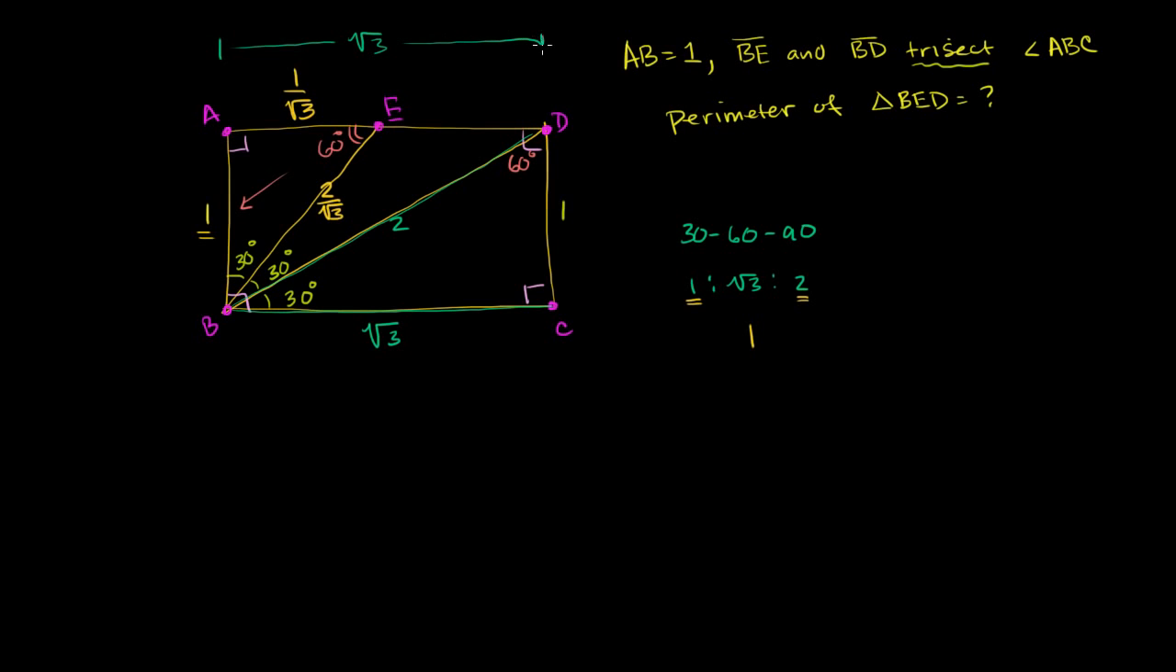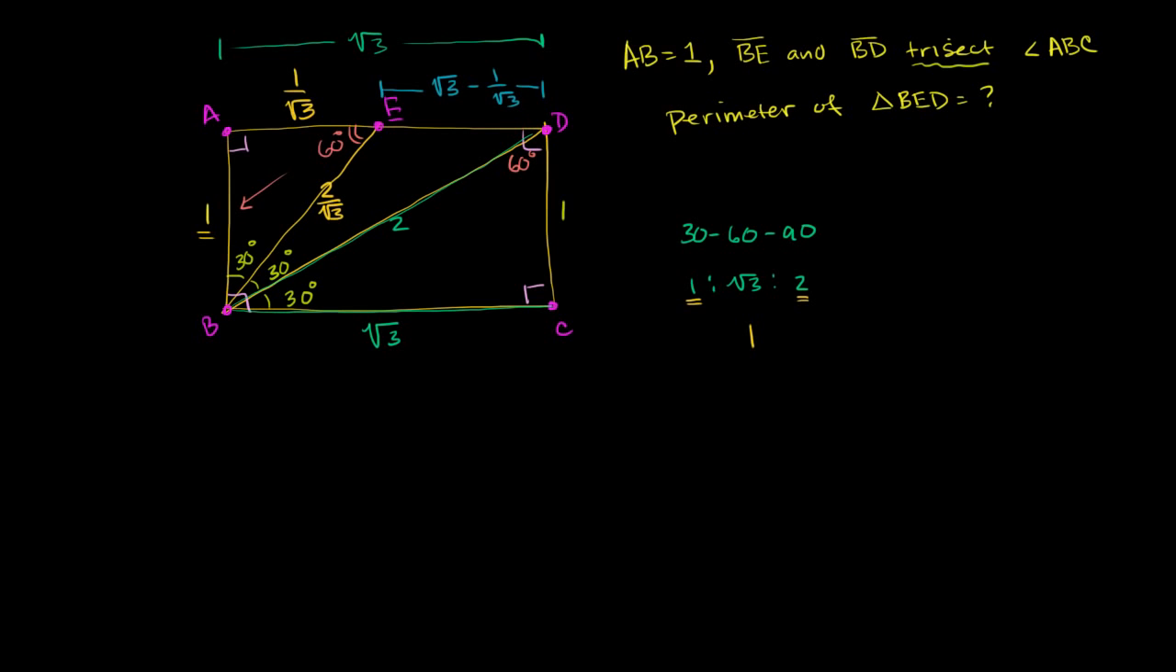If that entire length is square root of 3, and AE is 1 over the square root of 3, then this length right over here, ED, is going to be square root of 3 minus 1 over the square root of 3. That length minus that length right over there. And now to find the perimeter is pretty straightforward. We just have to add these things up and simplify it.